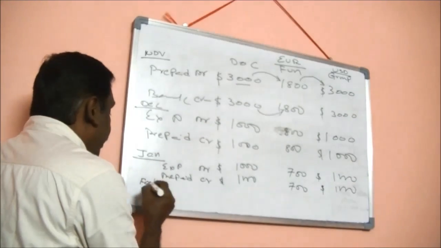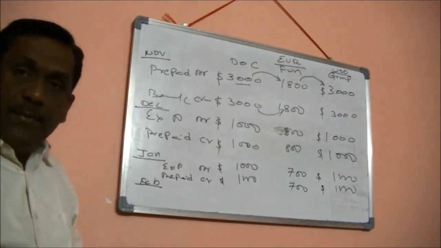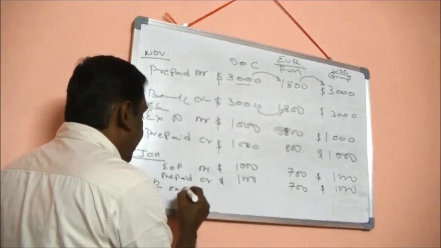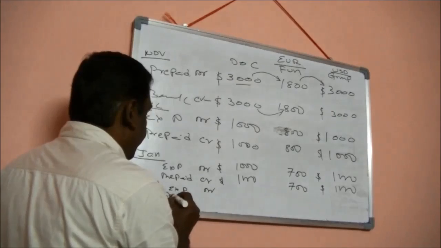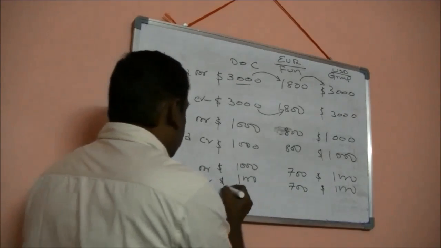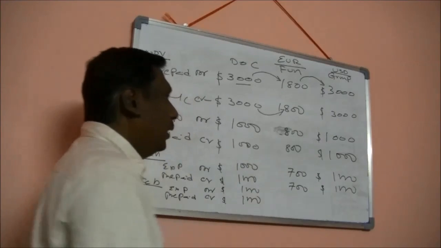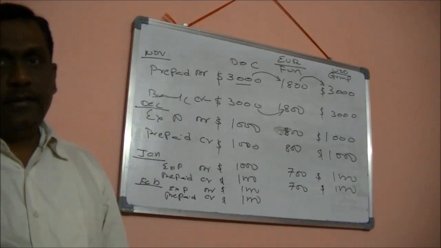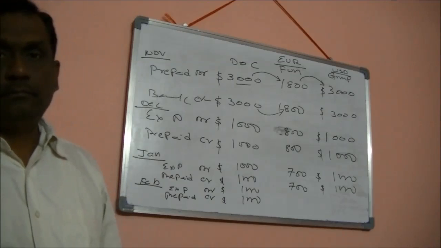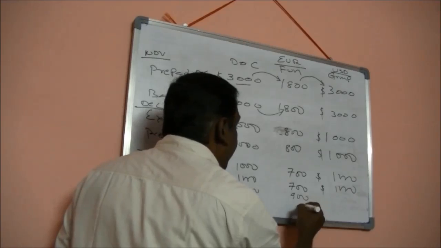Now, let us go to February month, last month, third month. The same amortization entry I need to book. Expense debit, prepaid credit. Take the same 1,000. Let us say that month conversion rate was 0.9. Okay? Then this will become 900.